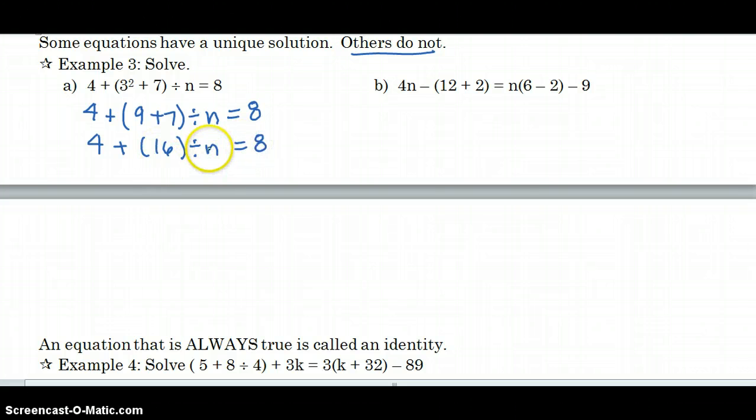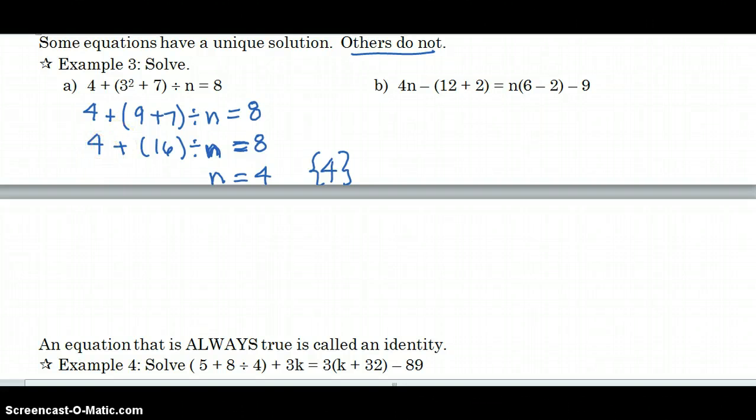Alright, so the question we need to ask ourselves, 16 divided by what number plus 4 will equal 8? Again, like our first example, the only number that's going to work is 4. N here needs to be 4. Or our solution set for n would be 4. Because 16 divided by 4 is 4, plus 4 is 8.